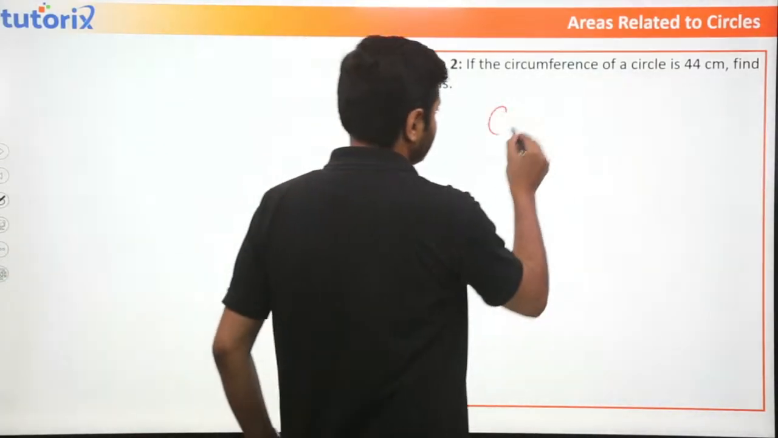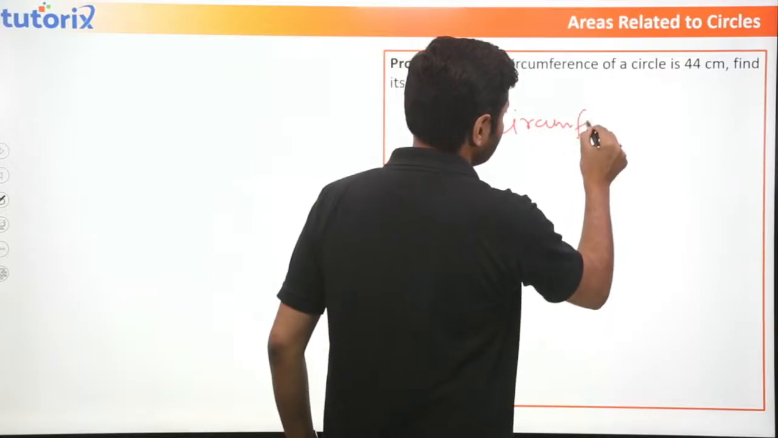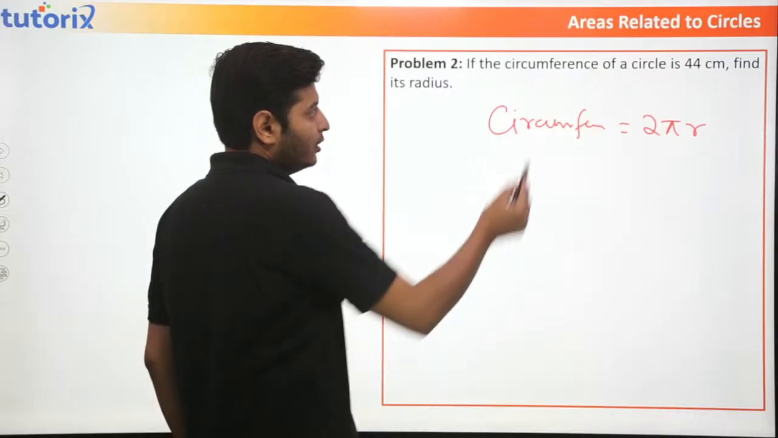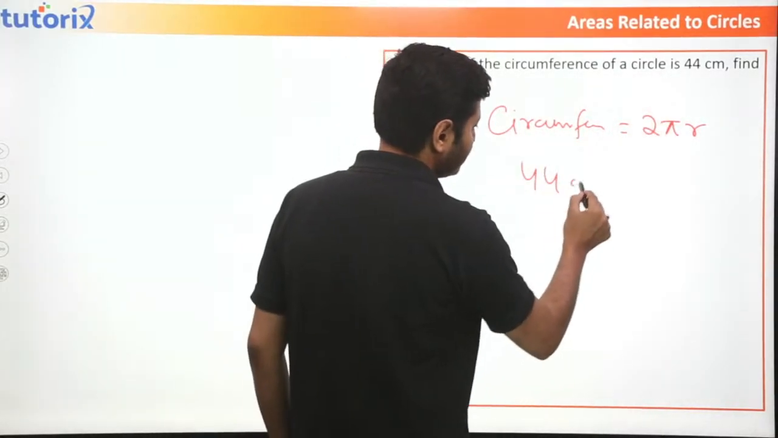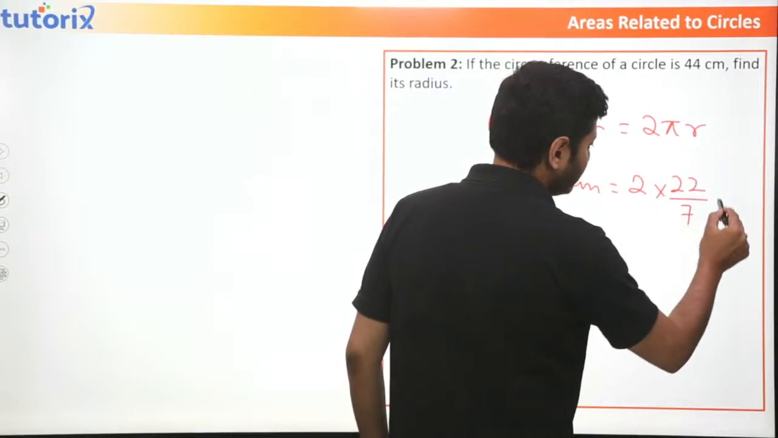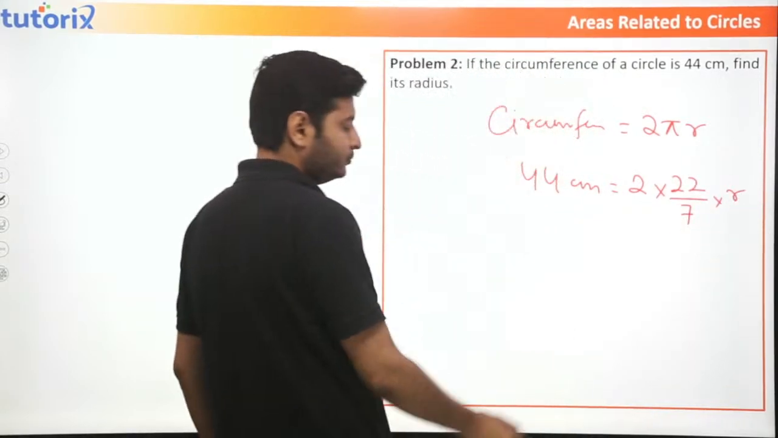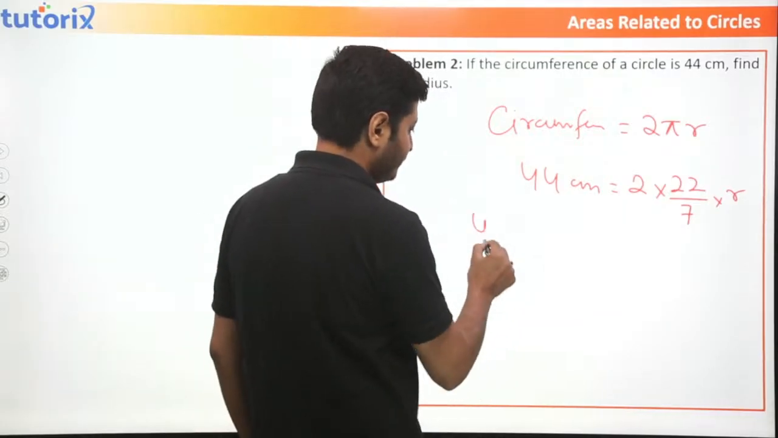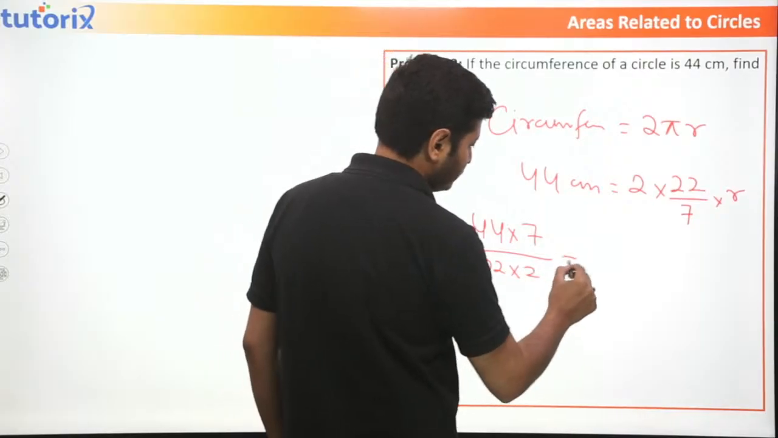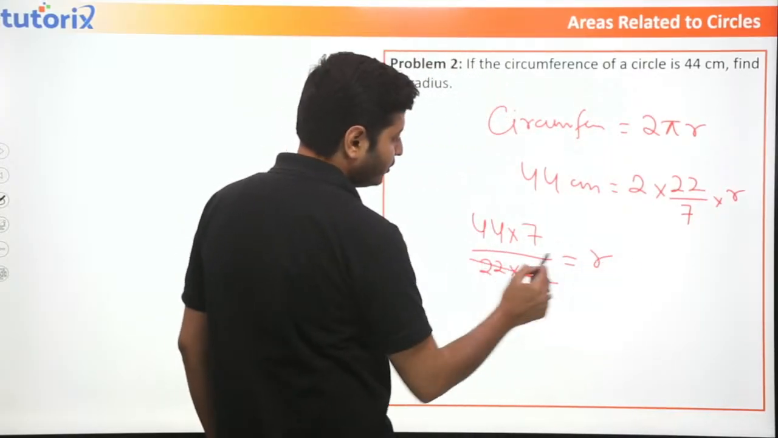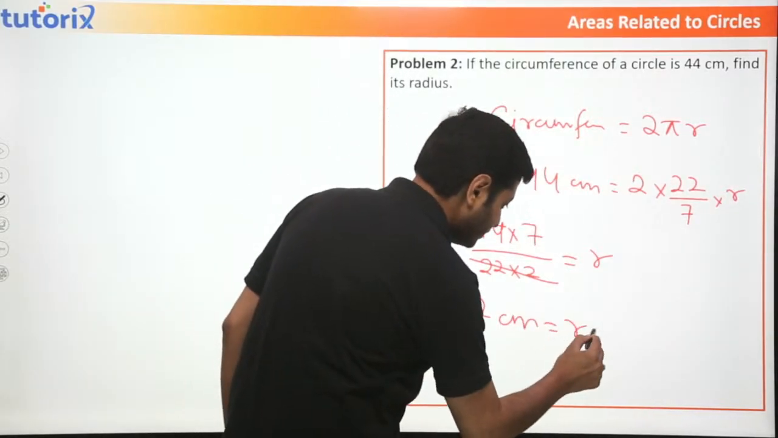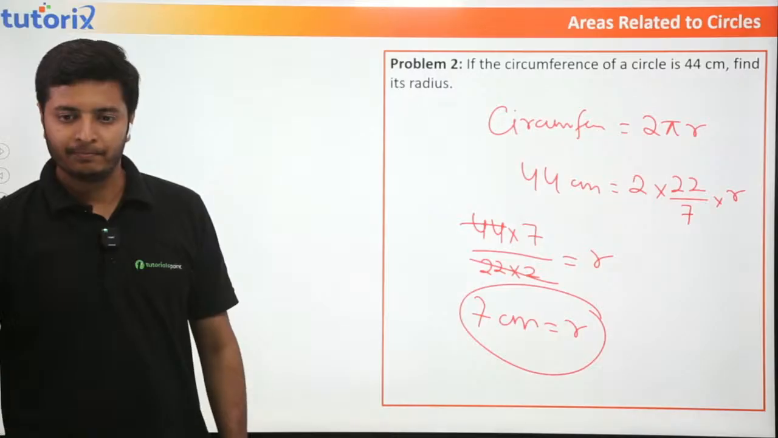So circumference is equal to 2 pi r. Value of circumference is 44 centimeter. 2 and pi values are constants, so we know them. R we don't. Okay, transpose everything to the left hand side. 44 into 7 divided by 22 into 2 is r. Okay, 22 into 2 itself is 44. So 7 centimeter is r. So r is 7 centimeter. Correct answer.